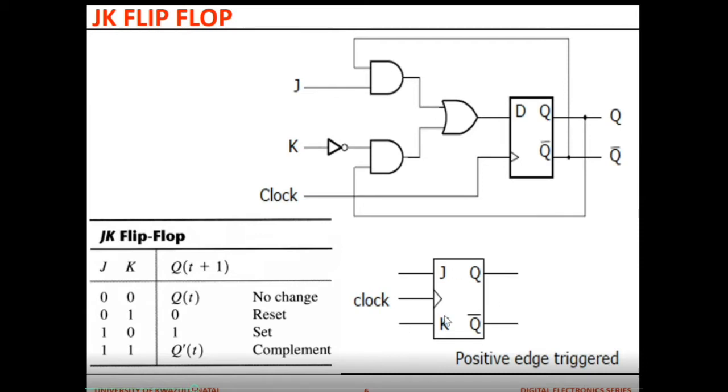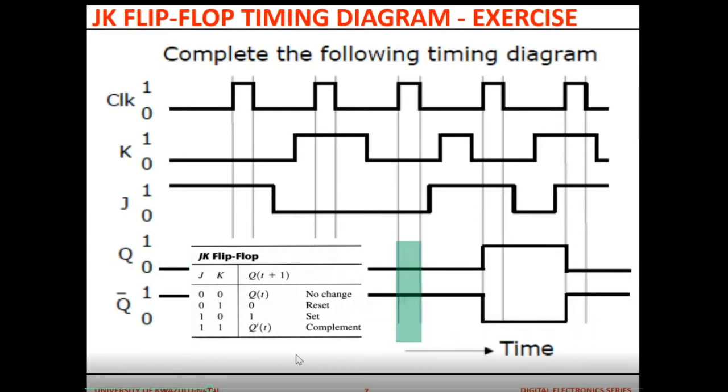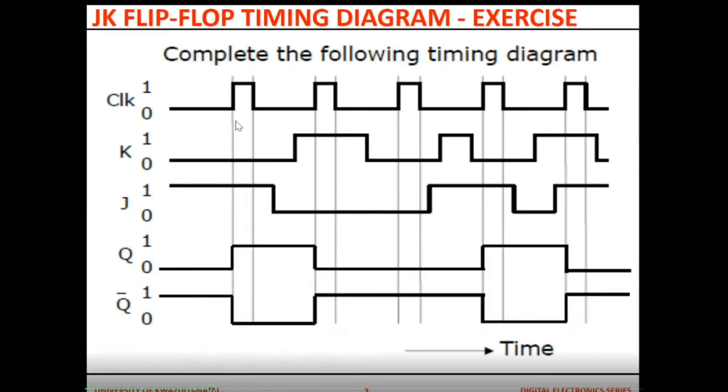So that is the symbol of the JK flip-flop: J, K, Q, Q complement, and the clock. That is the implementation. So timing diagrams, you have to complete. That is the function table. So determine Q and Q complement. Let's see. Here is your clock, and it is positive edge triggered. When J and K are 1, 0, what happens when the clock goes to 1? It will be set.